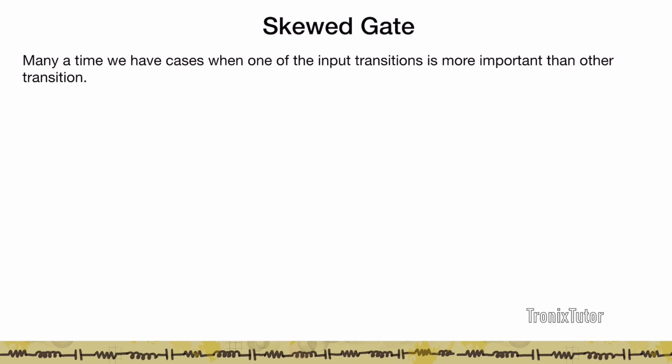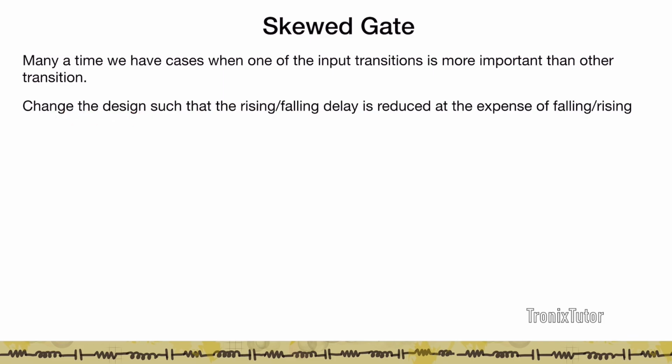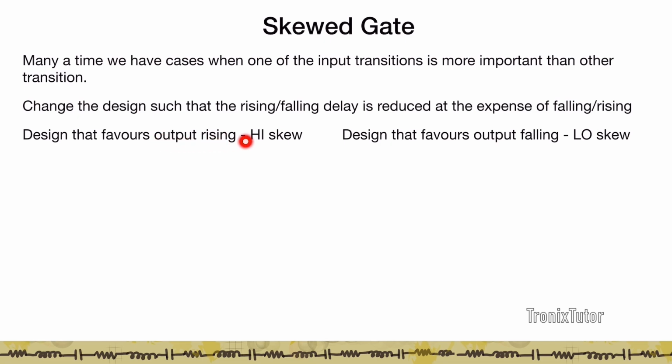Now, we can also size the gate such that one particular transition is faster than another transition. For example, I can size it such that the high to low transition is faster than the low to high transition. So such a gate is known as a skewed gate. Now what happens in such a gate is you change the design such that one of the two delays is reduced at the expense of the other delay. So a design that favors the output rising is generally called a high skew, and the design that favors a falling output is known as a low skew.